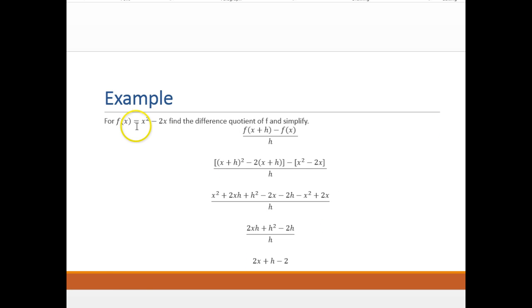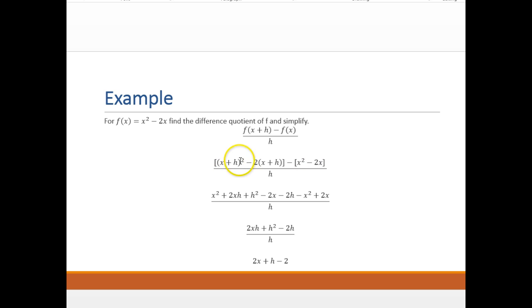If I have a function f of x equals x squared minus 2x, I want to find the difference quotient of x and simplify. So I have f of x plus h minus f of x all over h. When I evaluate this function for x plus h, I'm going to put in x plus h everywhere I see an x. So this is x plus h squared minus 2 times x plus h. This is what I have here, x plus h squared minus 2 times x plus h minus, remember I put everything in brackets. I could use parentheses as well. Brackets mean the same thing when I'm trying to separate functions. Minus x squared minus 2x.